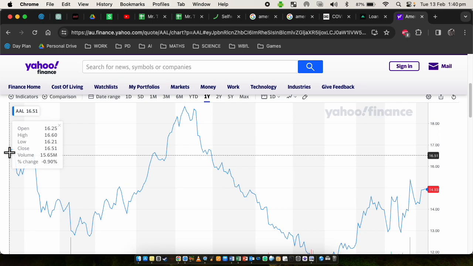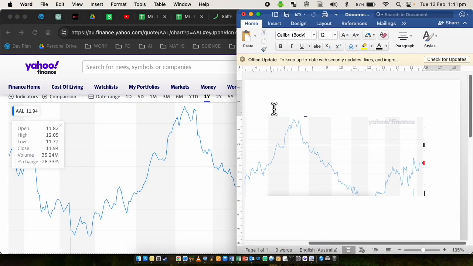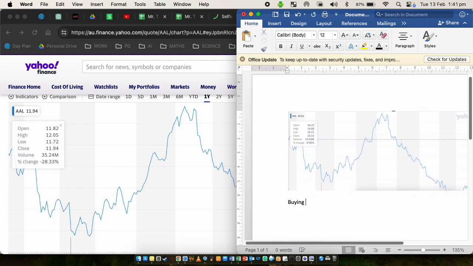Screenshot that. Does anyone know what the screenshot button is for Apple? Command Shift 3. That's for the whole screen. How do I do a little target? Command Shift 4. You can screenshot that. Drag it into your document. You could say this is the buying price for American Airlines was $16.51.